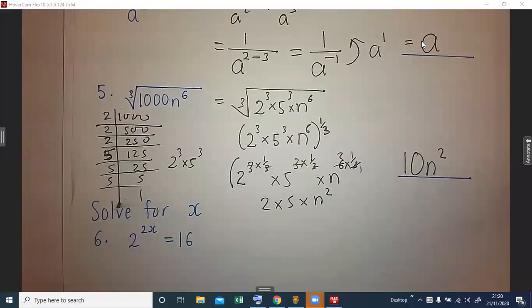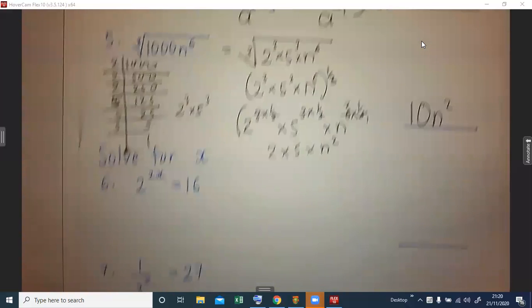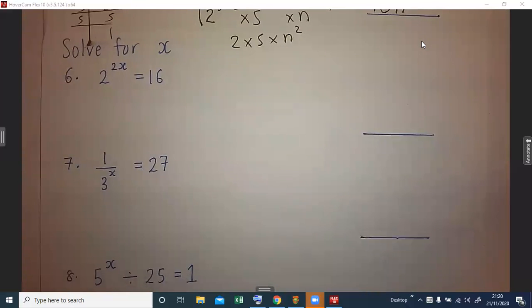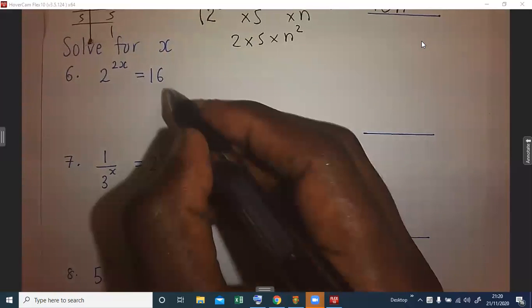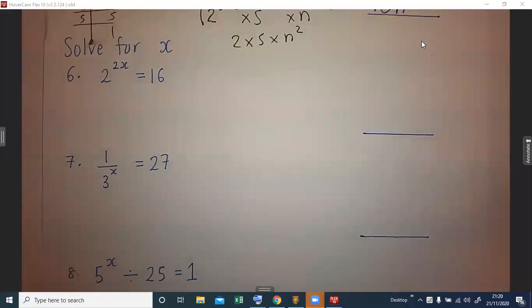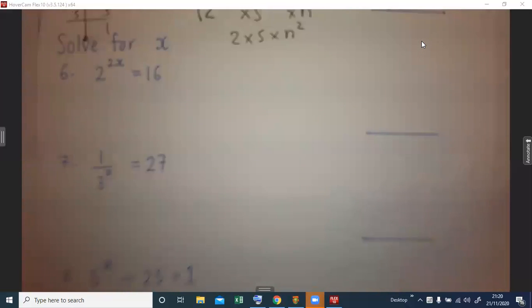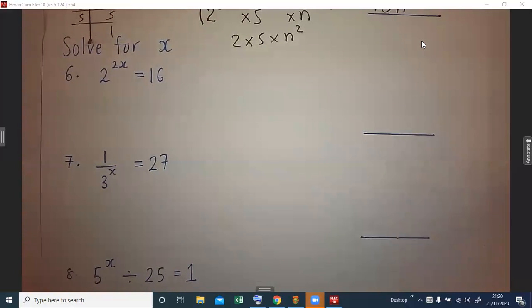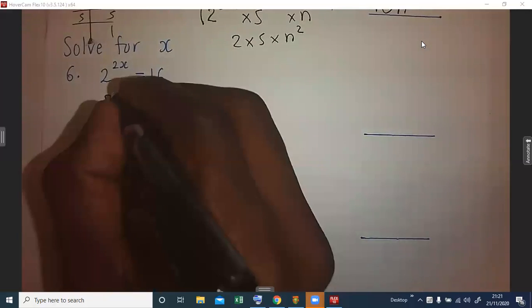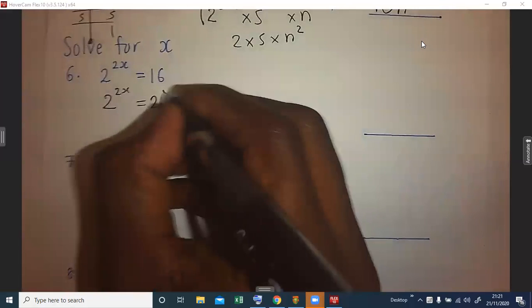Now let us solve for x. In indices, let us solve for x. Again, I have a big number. In order for me to do indices, I need to deal with same bases. I need to deal with same base. So I need to change 16 and write it as a product of its prime factors. And that will be 2 power 4. So my new question would be 2 power x is equal to 2 power 4.